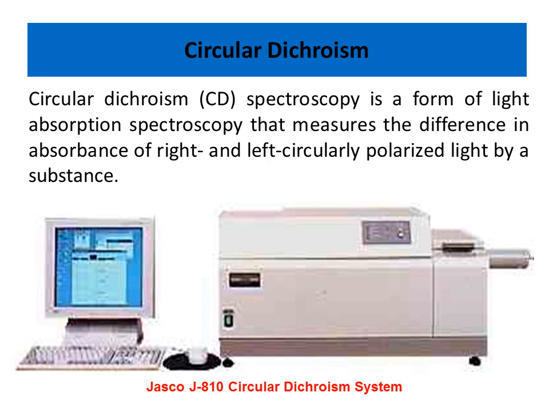So that's all we're going to say about polarimetry. Now we're looking at circular dichroism. Circular dichroism, or CD, spectroscopy is a form of light absorption spectroscopy that measures the difference in absorbance of right and left circularly polarized light by a substance.